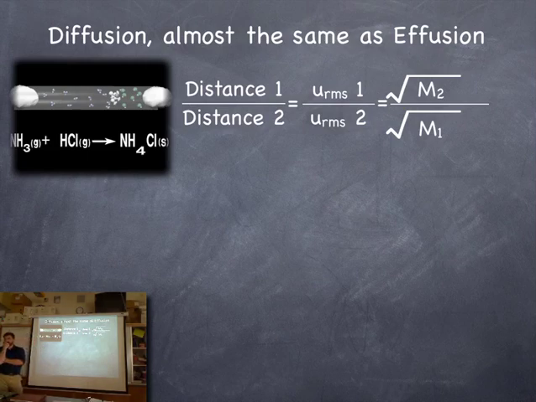So distance 1 is that part. You can call 1 whichever. If we call the 1 the ammonia, that would be how far the ammonia traveled, and distance 2 would be how far the HCl traveled. Okay? So while we say equals here, it's not quite true for diffusion. It's proportional, or about. Usually for our purposes, it's close enough. All right?